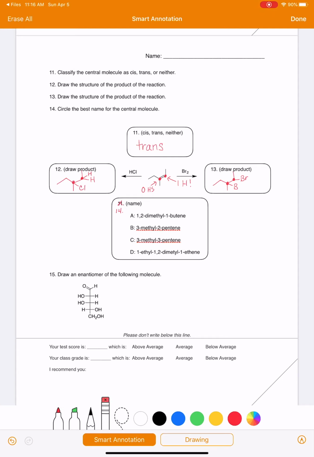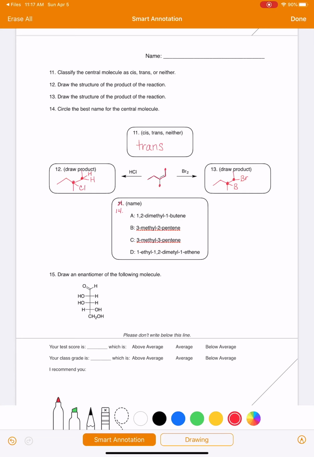I'm going to erase so we can see it better. When we're naming, we want to find the longest carbon chain. So that means we're going to start at any end and go to any end, but we have to go through the double bond. So one option is to go like this, and that would be a 4 carbon chain. Another option would be to go like this. 1, 2, 3, 4, 5. That would be a 5 carbon chain. So that's the option we want to take. This molecule's longest chain is right here.